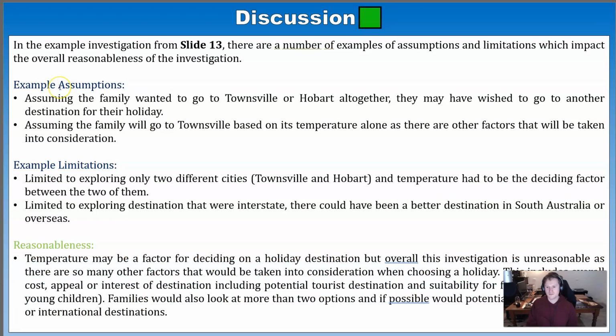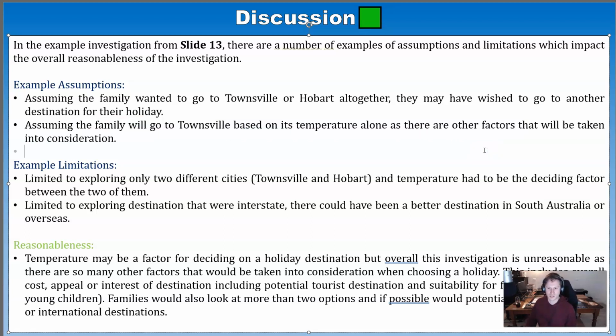So the assumptions for that discussion, we're assuming the family wanted to go to Townsville or Hobart altogether because those were the 2 cities that were being compared. They may have wished to go to another destination for their holiday. Now, one of the conclusions was to go to Townsville. So an assumption is assuming the family will go to Townsville based on its temperature alone, as there are other factors that are taken into consideration.